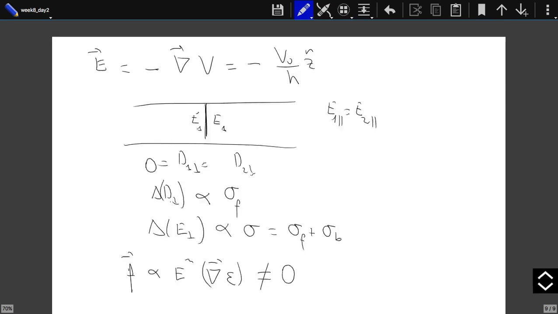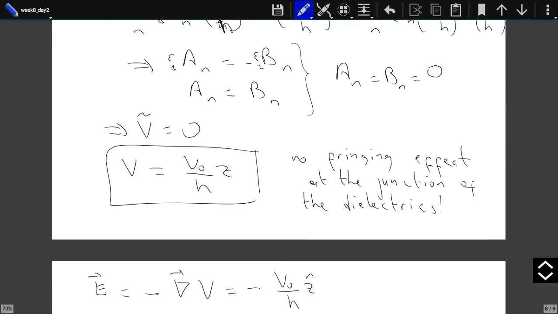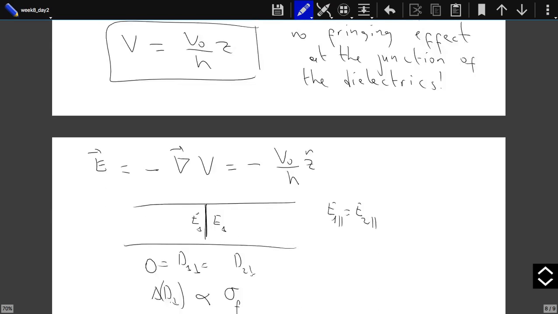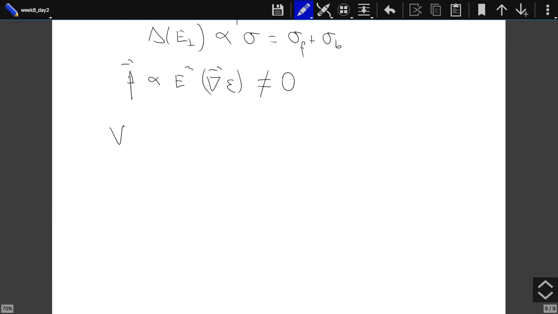And you see, this is the solution we have for the V field. V is equal to V0 over h times z, and E is equal to minus V0 over h in the z hat direction. Maybe we did something wrong in the derivation. Let's see. What we know is that if you've come up with a function that satisfies our differential equations plus the boundary conditions, then that is your solution.